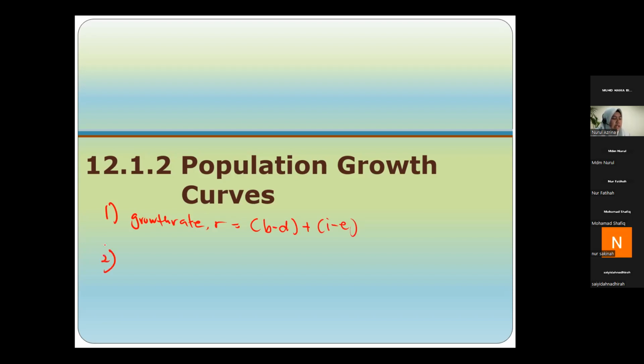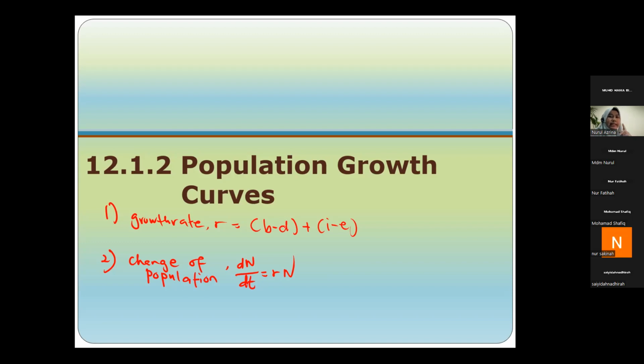The second formula is the change of population. The formula for change of population is given as dN over dt equals RN, where R is the growth rate and N is the population size. All right, so this is the formula. This particular formula is somehow related to population growth, because some of the formulas will be derived as we learn about the population growth curve.